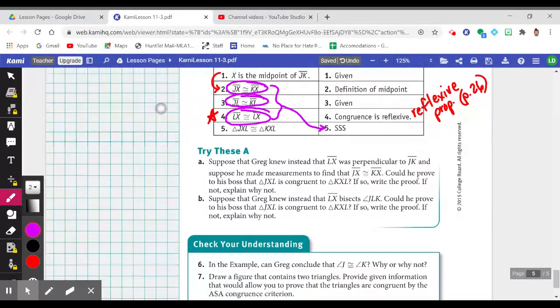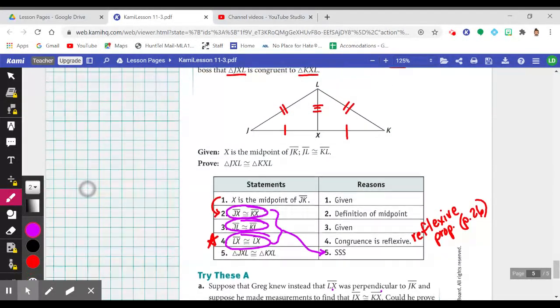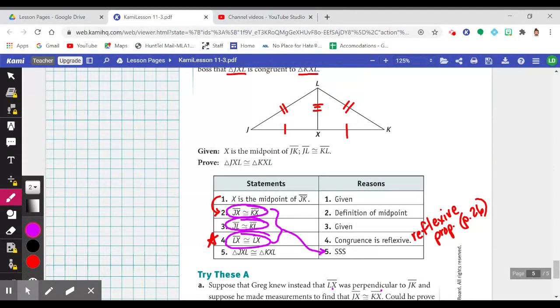Now try these. A asks us to suppose that Greg knew instead that line LX was perpendicular to JK, and suppose he made measurements to find that JX is congruent to KX. Could he prove to his boss that the 2 triangles are congruent based on that information? If so, write a proof. So I'm going to work this proof out with you. We're using the same diagram, but different given information, so I'm just going to quickly draw it.